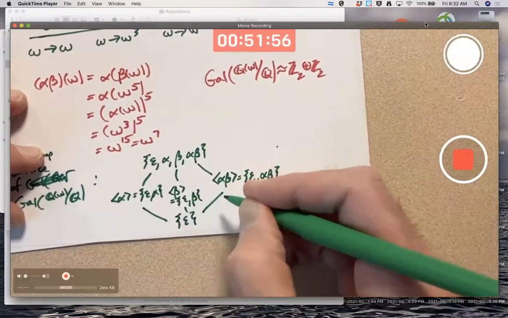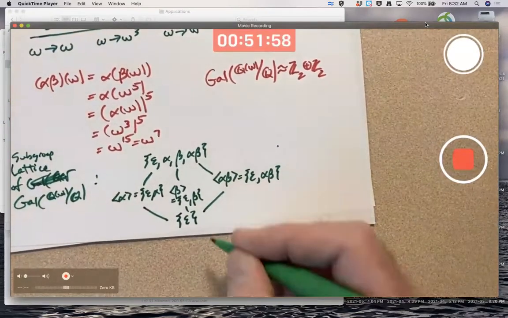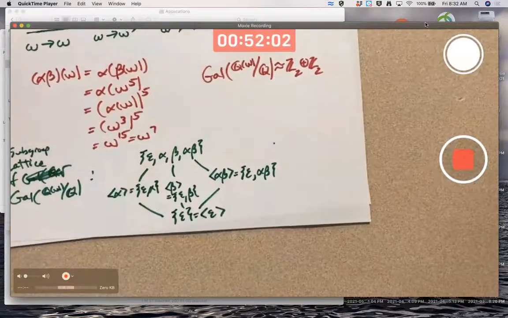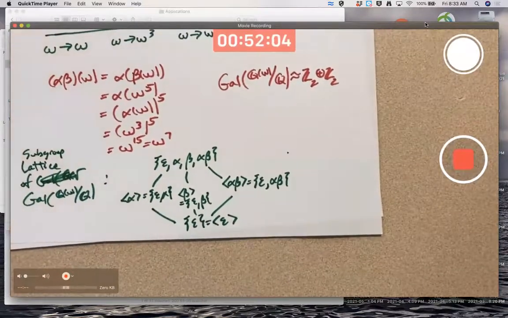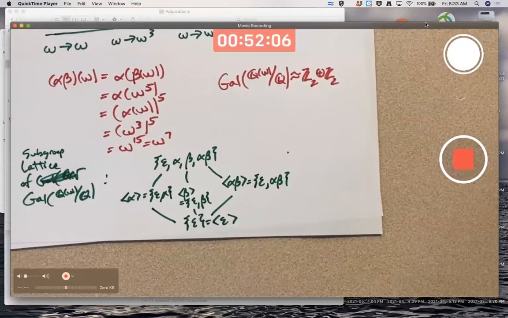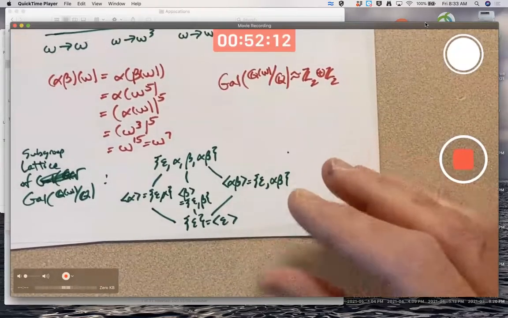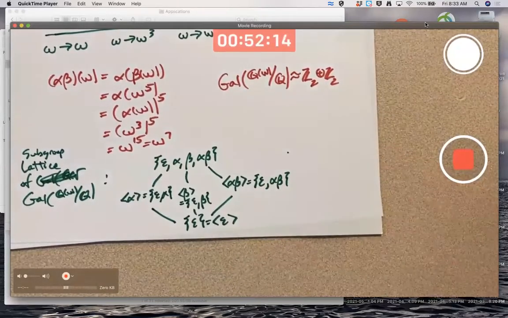And then you've got the trivial subgroup generated by the identity. That's our subgroup lattice for the Galois group. The corresponding tower of fields is the same kind of structure. Technically speaking, you should think about it inverted, but we draw it with the bigger field on the top typically.